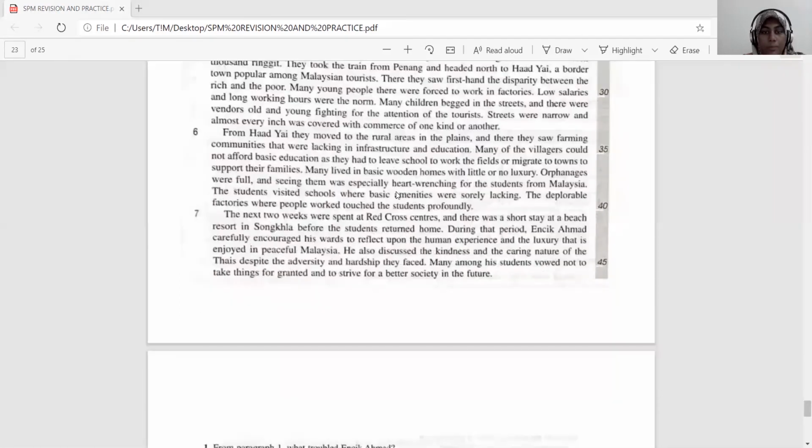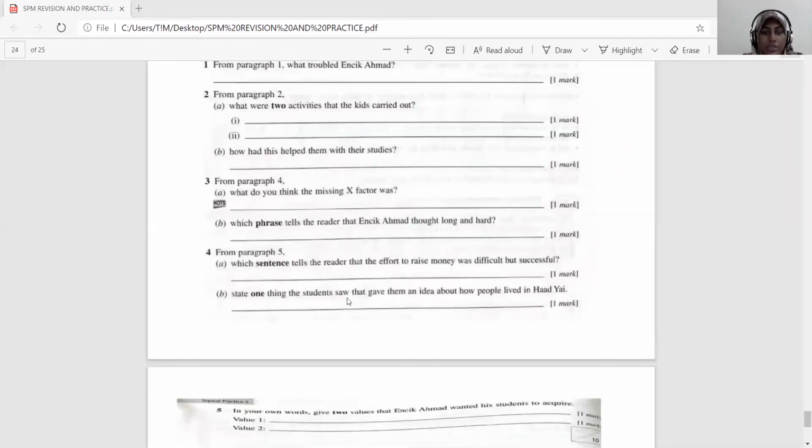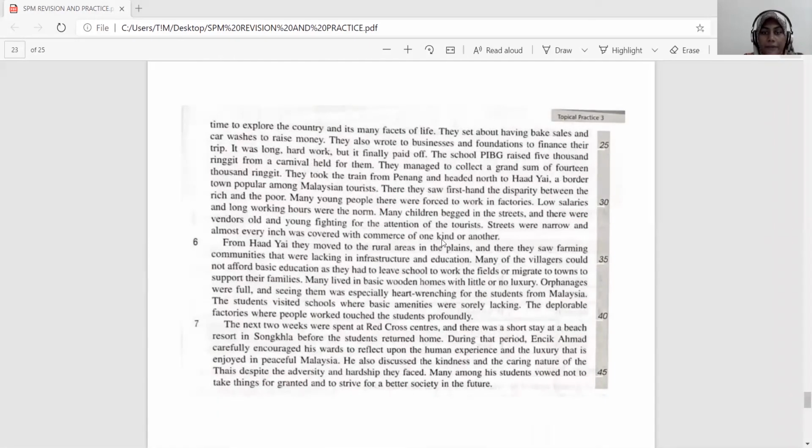Okay, number 4B. State one thing that the students saw that gave them an idea how people live in Hadyai. One thing the students saw that gave them an idea about how people live in Hadyai is in paragraph 5. Okay, here. Which shows that people in Hadyai. The question is very simple. When you look at the situation, which one shows you about people in Hadyai? Any answer? Yes, begged. Many children begged, or the old vendors, or young fighting for attention from the tourists. This is the situation of people there.